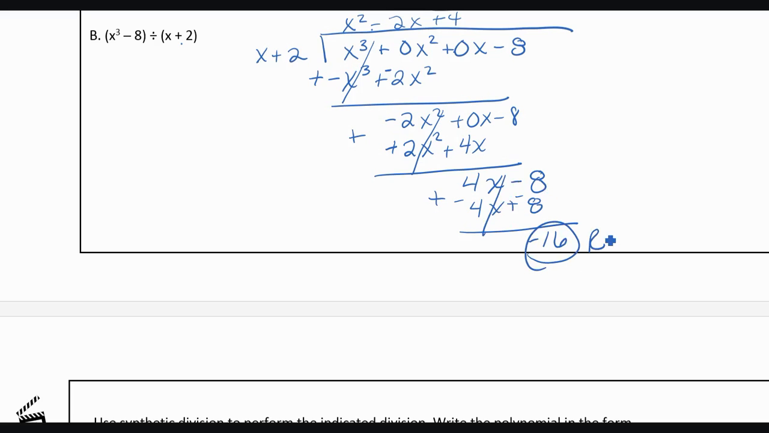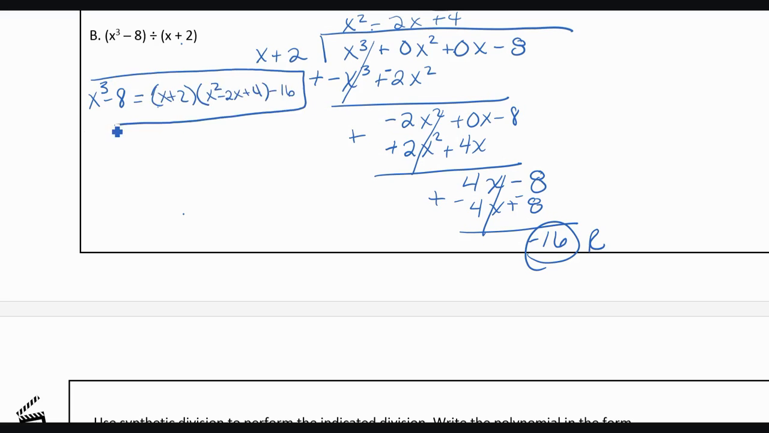So this one doesn't divide evenly, but what we can do is write this as x cubed minus 8, our p of x, and then our d of x, x plus 2, times our quotient, x squared minus 2x plus 4, plus our remainder, so minus 16. And that would be kind of our final answer of our division.